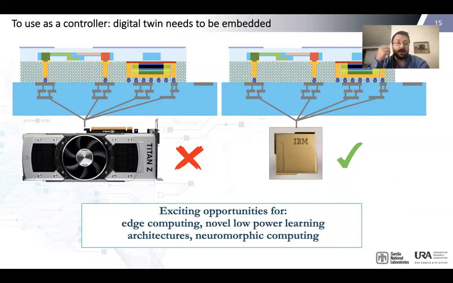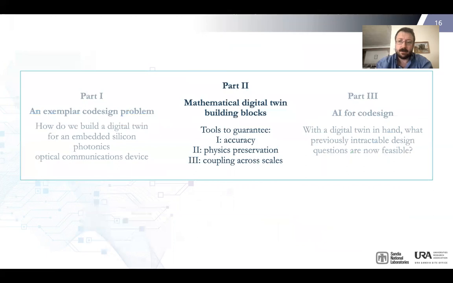And so if you want to embed some sort of digital twin in here to do some sort of optimal control, or whatever it is you want to use machine learning for, you can't stick a GPU cluster in there to do inference on your neural network, right? It's big, and the whole point is to make it small. So this calls into question exciting opportunities for different kinds of edge computing, right? Where you can take novel, low power learning architectures, things like neuromorphic computing, and embed them alongside this so that you can do inference of this digital twin for whatever your task might be.